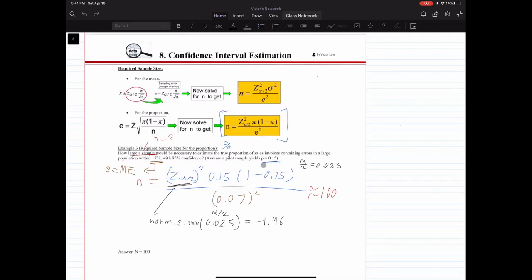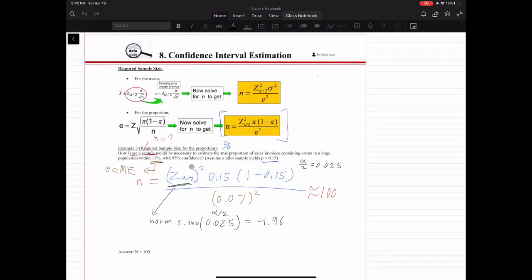And for the pi, we're going to assume that pi equals p. So your population proportion equals your sample proportion. And the second variable that we have is your error term. Error term is plus minus 7%. That's your E. So error term here is 0.07. So in this formula here, we have the pi. Pi is 0.15. And then we have the E. E is 0.07. And then all we're missing is the z critical.